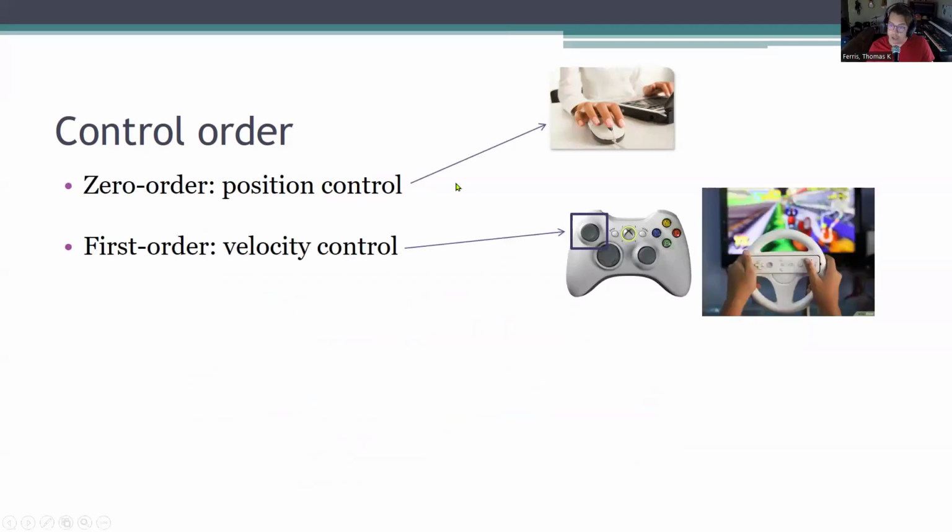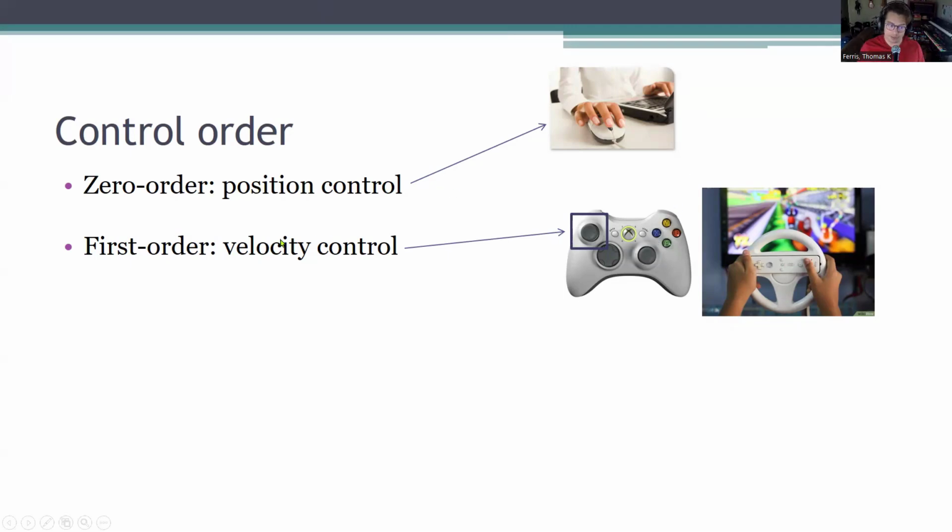So position control, and a mouse is a great example of this. I move the state of the mouse and the position of the represented system changes in a mapping way. The green mouse pointer there moves in a way that very naturally matches my hand position, but the movement of my control changes the position of the system. So we'll call it position control, zero order.